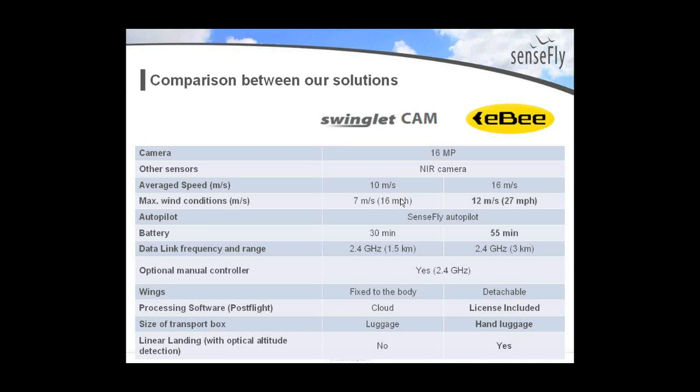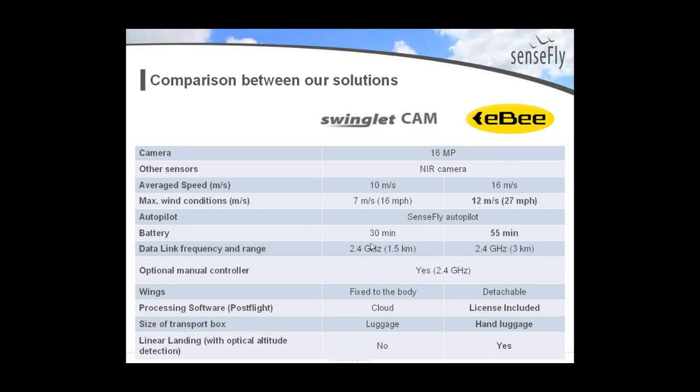And the swinglet can handle about a 16 mile per hour wind and keep on course, where the eBee can handle up to about 27 miles per hour. Okay, they both have autopilot. The battery life for the swinglet is about 30 minutes, and the battery life for the eBee is about 55 minutes. And that 55 minutes really equates to about 45 minutes of flight time.